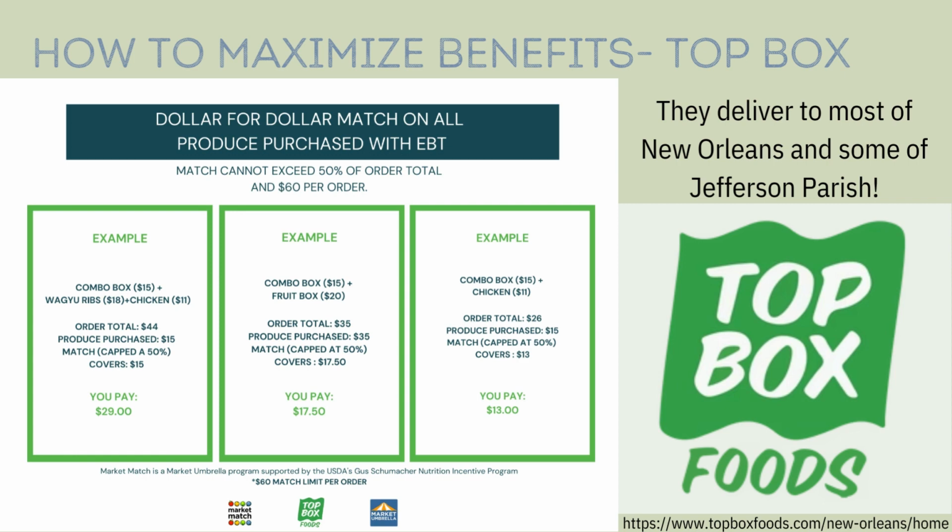And then in the third example here, if you bought a combo box, which again is fruits and vegetables and chicken, the order total would normally be $26, but you spent $15 on produce, which means that you would receive $13 towards your purchase. And so you would only end up paying $13 rather than that $26.